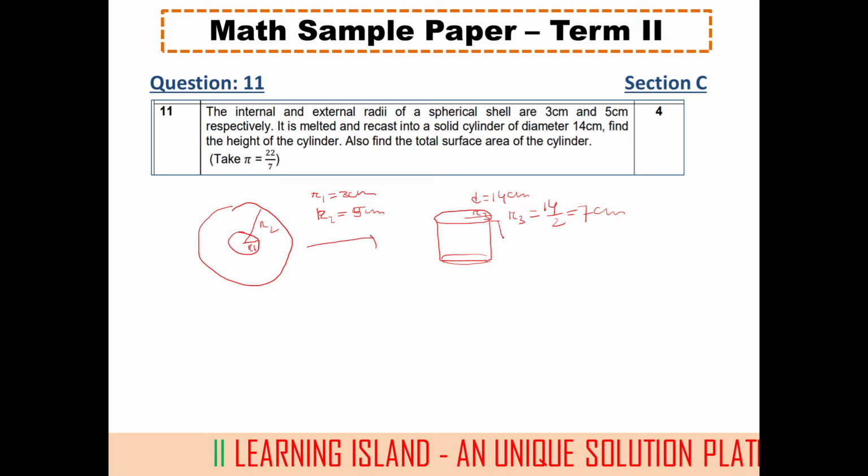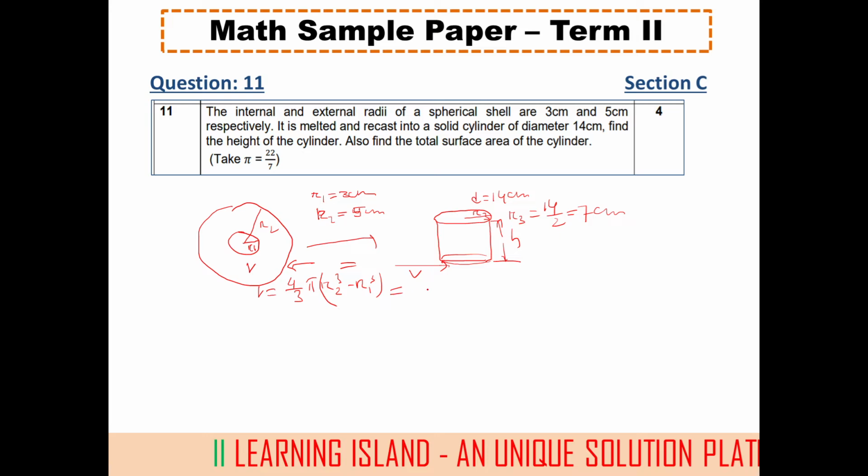I have to find out the height. What is the height of the cylinder? Let the height be h. As the spherical shell has been melted and made into the cylinder, the volume of the spherical shell will be equal to the volume of the cylinder. We will apply this principle here. What is the volume of the spherical shell? It is 4 by 3 pi (r2 cube minus r1 cube), as we know that the volume of a sphere is 4 upon 3 pi r cube.